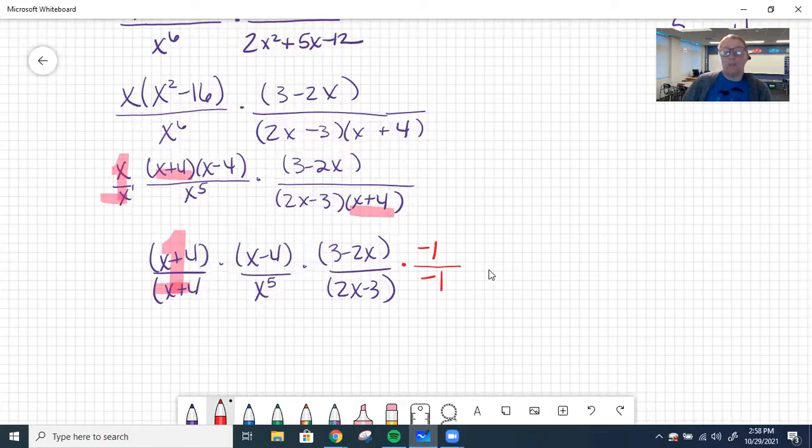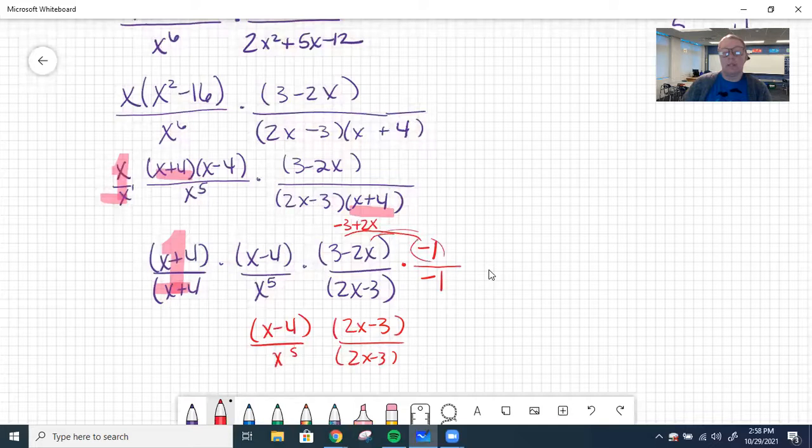These are so close to being the same. This could just be flipped around. So if I multiply each of these by negative 1, I get negative 3 plus 2x. So now what I've got going on here, I've got this x minus 4 still over this x to the 5th. And now I have 2x minus 3, right? This is the same as 2x minus 3 over 2x minus 3.